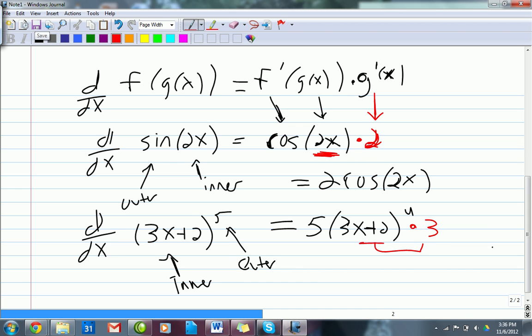And again, I can rewrite that. The 3 and the 5 turn out to be 15 times the quantity 3x plus 2 to the 4th.